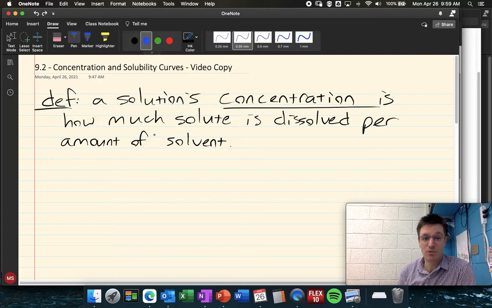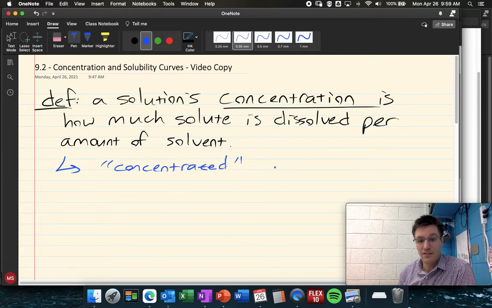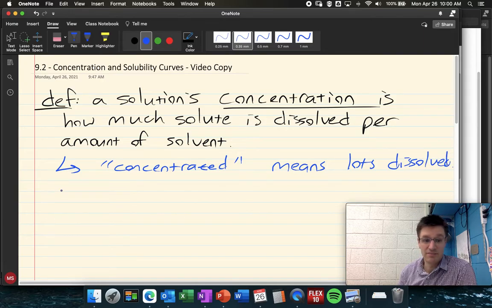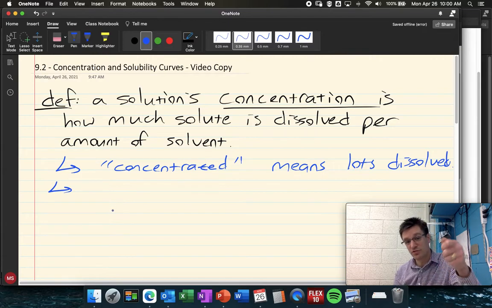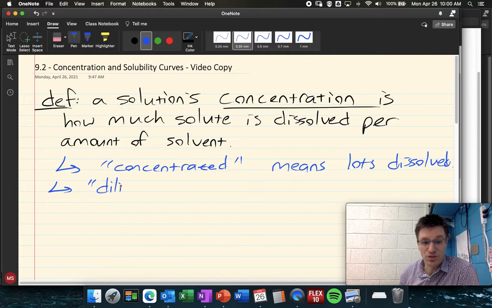So that's very important. So the word concentrated means, right, lots dissolved. That's the Kool-Aid that we like. If you don't dissolve very much and it spreads out, like the tablespoon of sugar in the bathtub, that's called a dilute solution or a diluted solution, okay? Dilute.